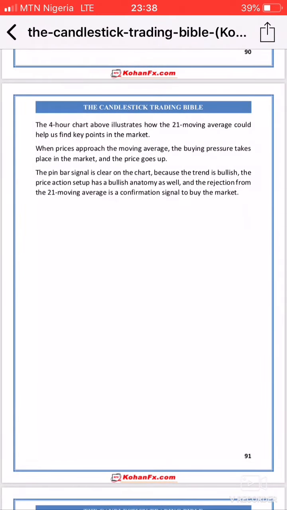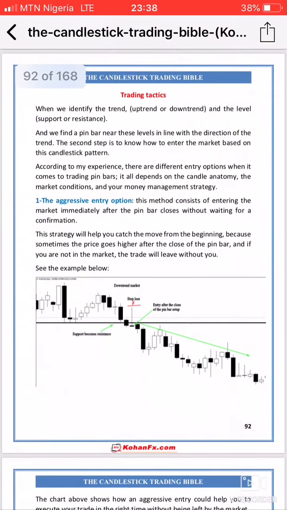The 4-hour chart above illustrates how the 21 moving average could help us find key points in the market. When prices approach the moving average, the buying pressure takes place in the market and the price goes up. The pin bar signal is clear on the chart because the trend is bullish. The price action setup has a bullish anatomy as well. The rejection from the 21 moving average is a confirmation signal to buy the market. This is trading tactics.